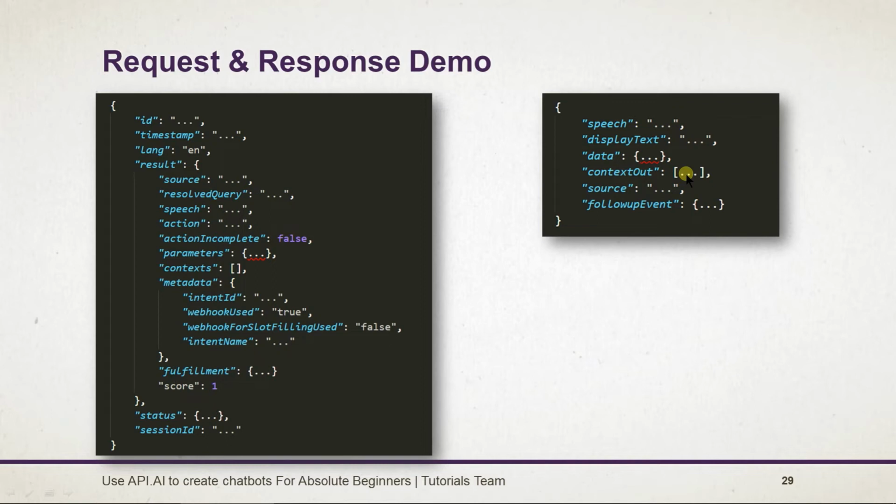Context out contains the data that will be added into the context after this request. Source specifies the data source for that request. Follow-up event contains the details about the event that will be fired after this request. If you pass a follow-up event, then API.AI will ignore the display text, speech and data.